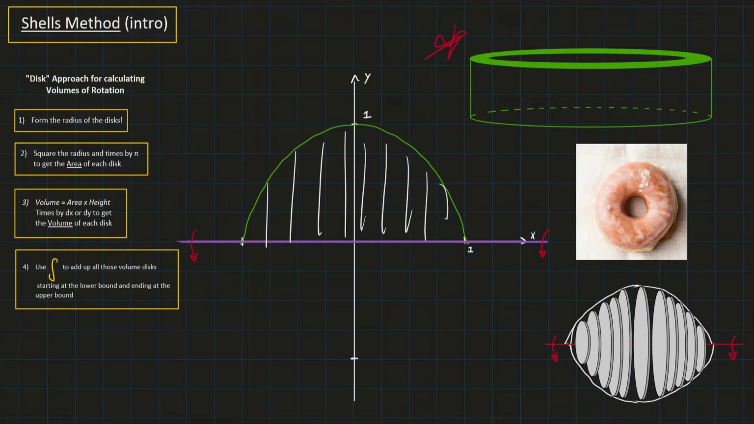So, just like we built up a series of steps for building each disk, and then at the end adding them all up to get the total volume, we're going to build a new series of steps to build each one of these shells. And then at the end, we're going to add up each one of our shell volumes to get our total volume. That's where we're going here.